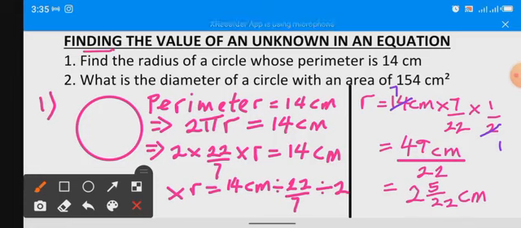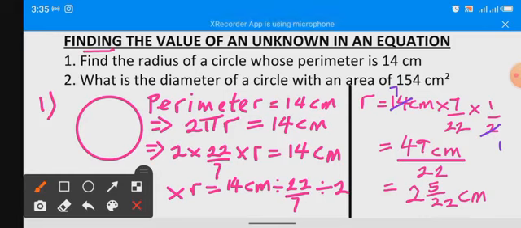How do you find the value of an unknown in an equation? We are going to use these two questions to show you how to find the values of unknowns in equations. Okay, the first question says find the radius of a circle whose perimeter is 14 centimeters.